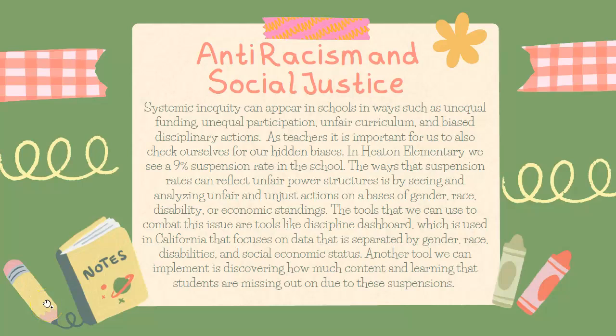So I'm choosing to respond to a few of these slides, and the first one is the anti-racism and social justice slide here, where we see some of the Heaton data being utilized in saying that Heaton Elementary has a 9% suspension rate in the school. This is a really good way of seeing where some social injustice can be happening in the schools.